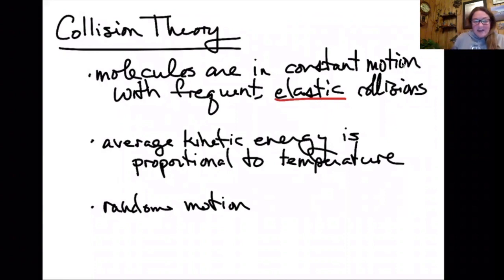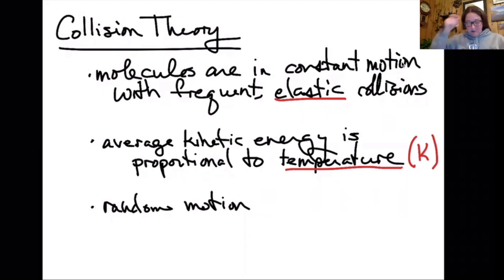The second thing is that average kinetic energy is proportional to temperature. Temperature in this case would be in Kelvin. Kinetic energy is a measure of how fast a molecule is moving. We don't need to worry about the kinetic energy formula here, but it is worth knowing that kinetic energy depends on the mass of the particle and its velocity squared.